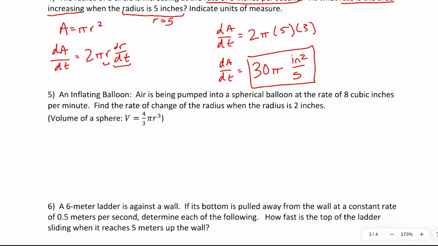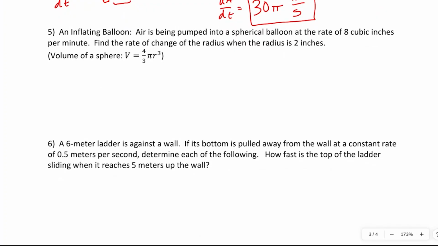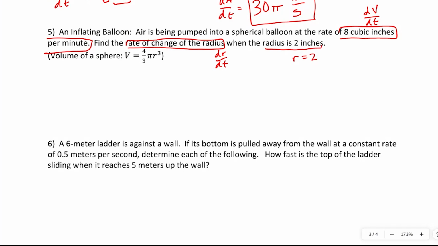All right, let's do another one. An inflating balloon. Air is being pumped into a spherical balloon at a rate of 8 cubic inches per minute. So this 8 cubic inches per minute is the change in volume over time. Find the rate of change of the radius. Okay, the rate of change of the radius is dr/dt when the radius r is 2 inches.